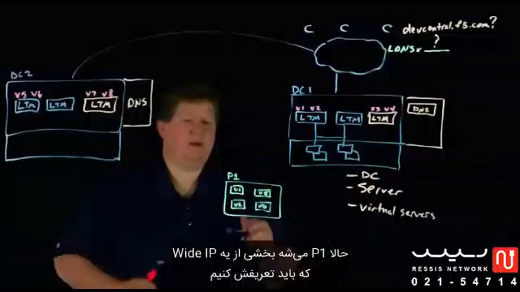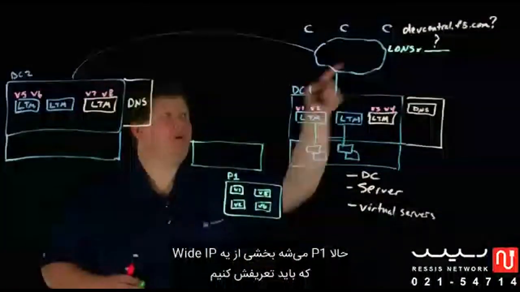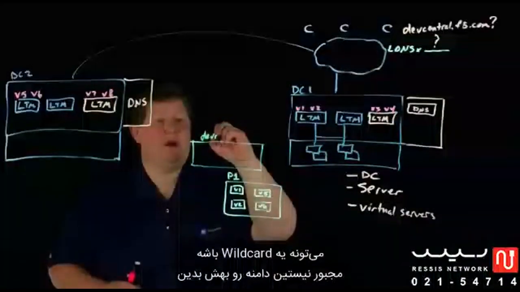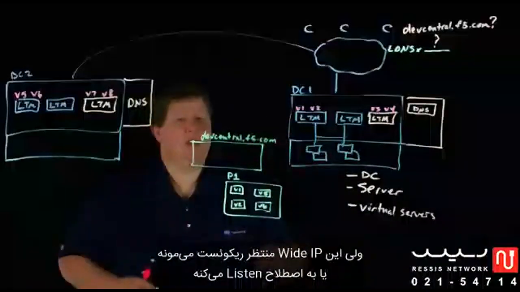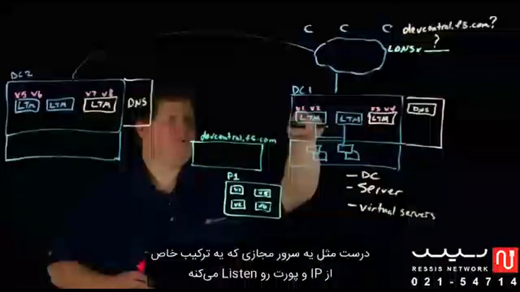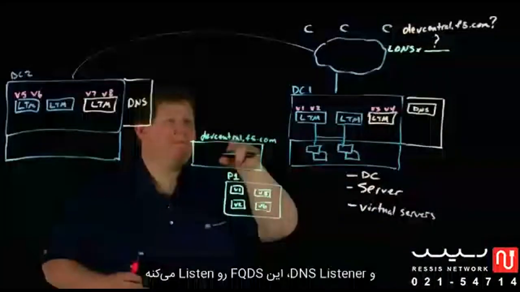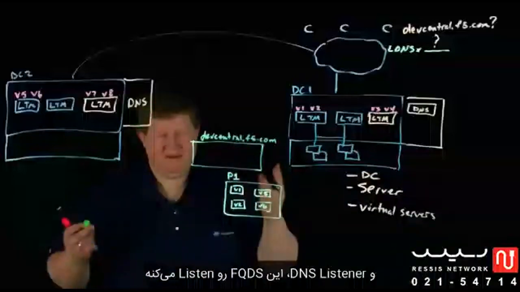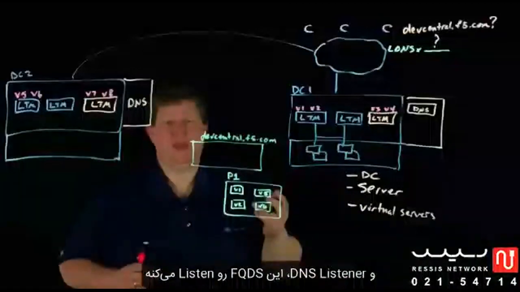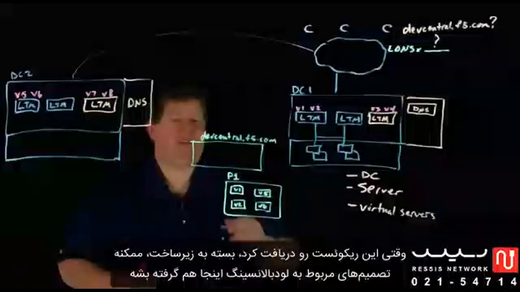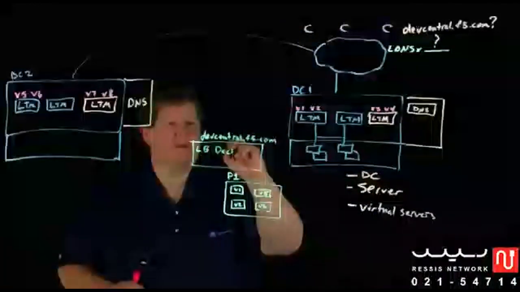And then pool 1 would be part of a wide IP, which we would define. It could be a wildcard. You don't have to put devcentral.f5.com. But this wide IP would be listening, just like a virtual server is listening for a particular IP port combination. The GTM listener, the F5 DNS listener, is listening for this FQDN. And so when it receives that, there will be potentially a LB decision here.